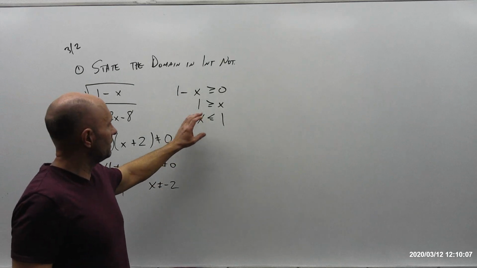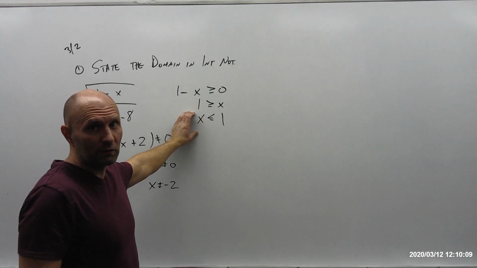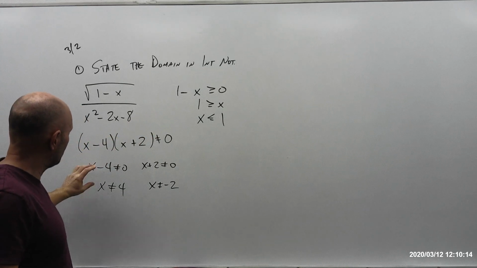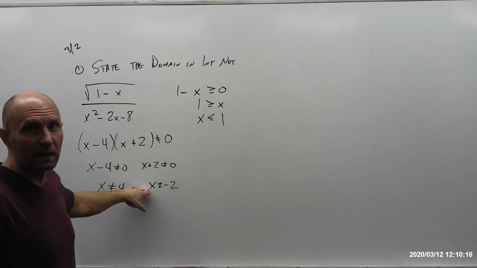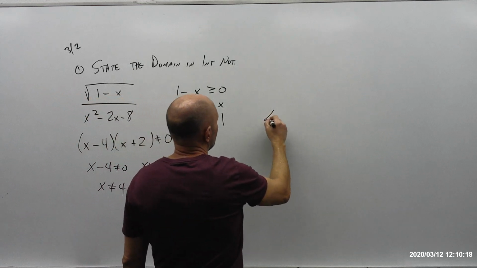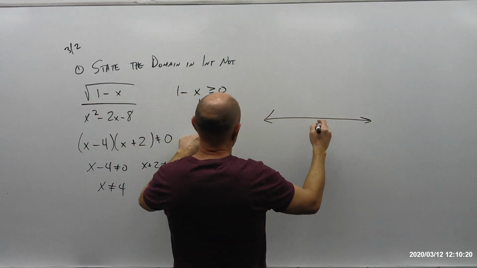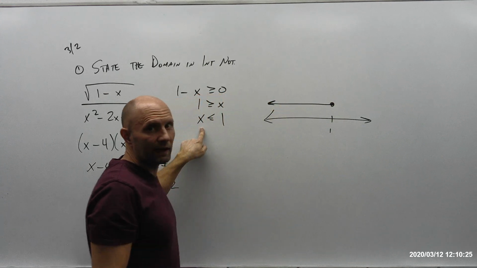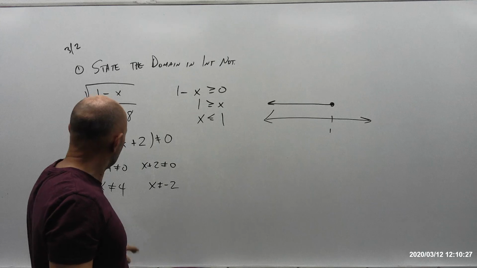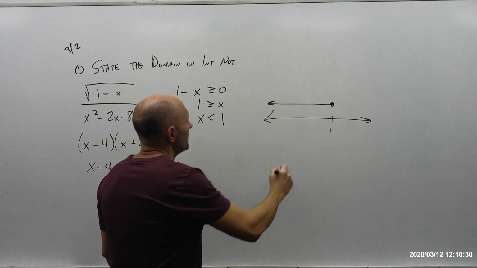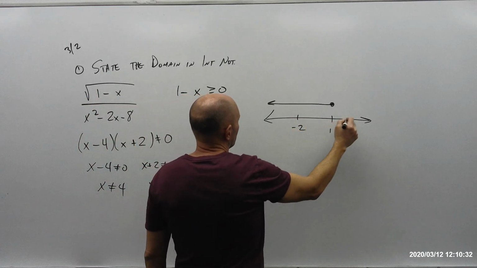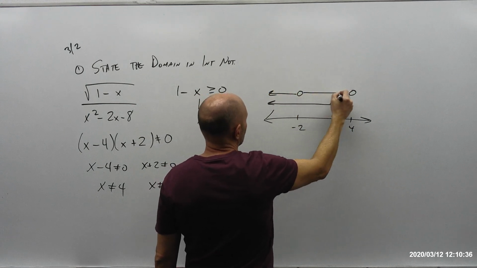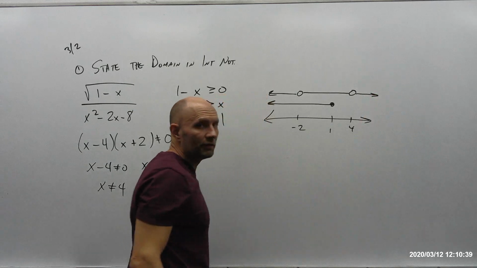So I have all these domains now. For the numerator, x is less than or equal to 1. For the denominator, x can't be 4, x cannot be negative 2. If I draw these on a number line, for x less than or equal to 1, it's a closed circle headed towards negative infinity. For can't be 4 and can't be negative 2, those are going to be open circles, but everything else I can have. So I get this picture here.